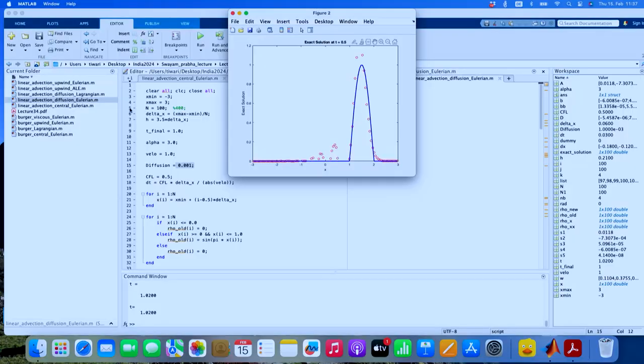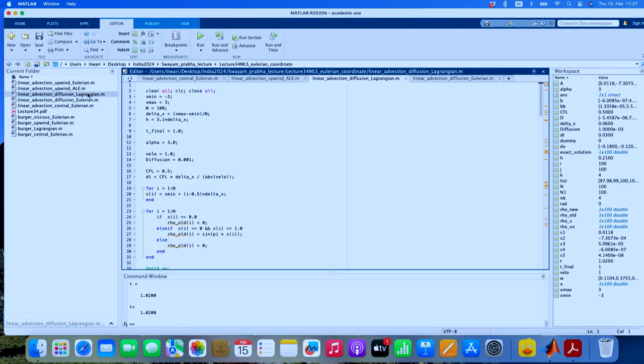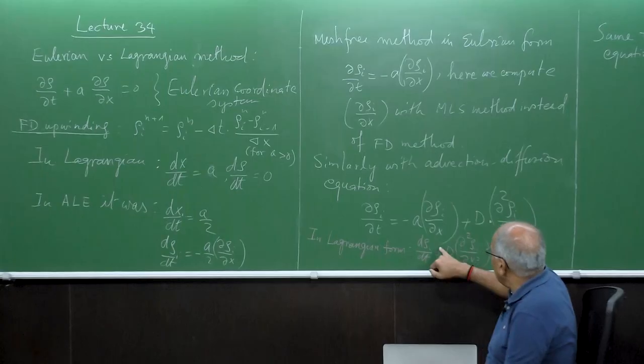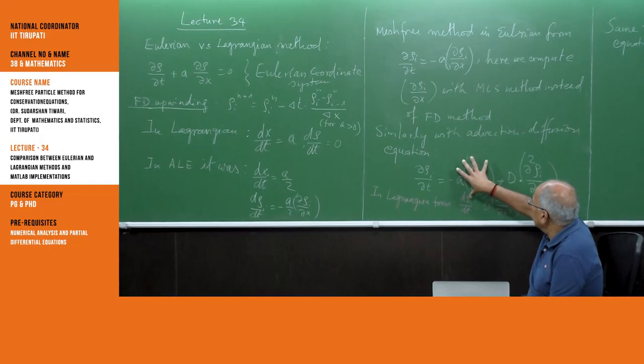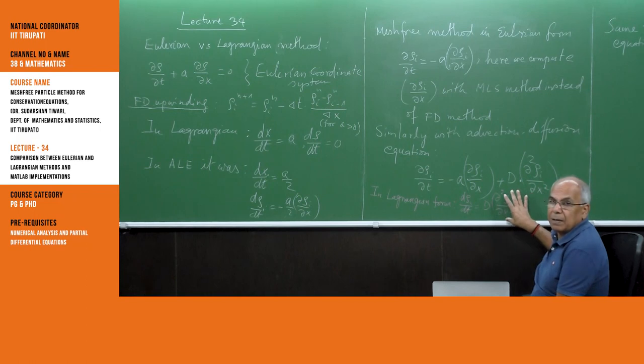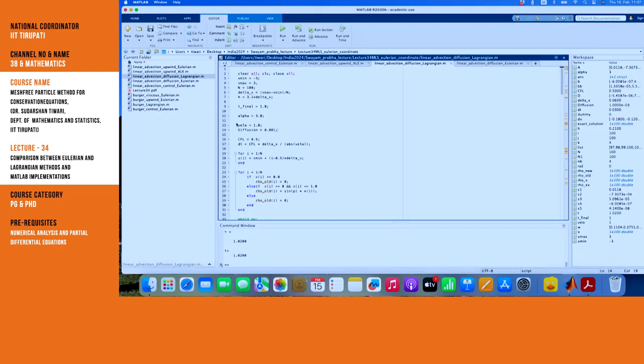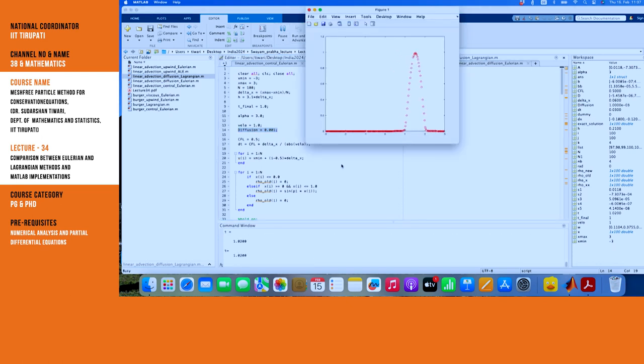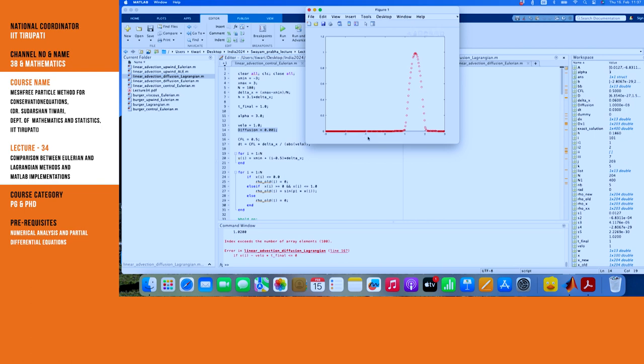But if I apply the same diffusion with the Lagrangian formulation instead of the Eulerian, this part is gone, so I will not have any more convective part, I have only the diffusive part. So with the same diffusion coefficient, let us see. Yeah. If I have the same diffusion coefficient, I do not have the oscillation. Here the plotting is a little problem, so I am not going to plot the exact solution.